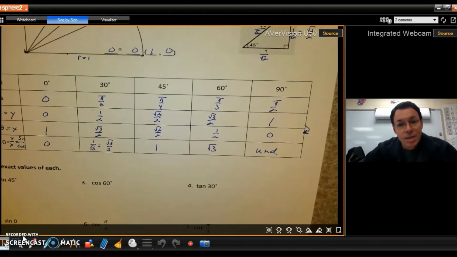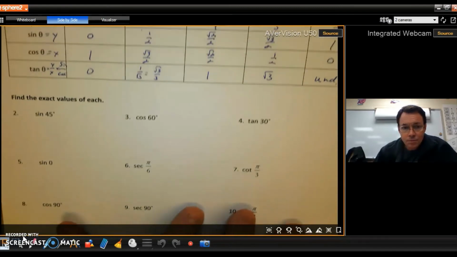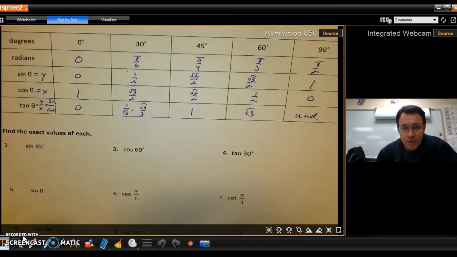That's it. This is what we're going to be doing today. We are going to be answering the questions on the bottom based off of that chart. This chart's going to be important. You're going to see these angles all the time, 30, 45, 60. You're going to be asked for the sine, the cosine, the tangent all the time, and everything's right there. So once you know this chart, you've got everything you need.